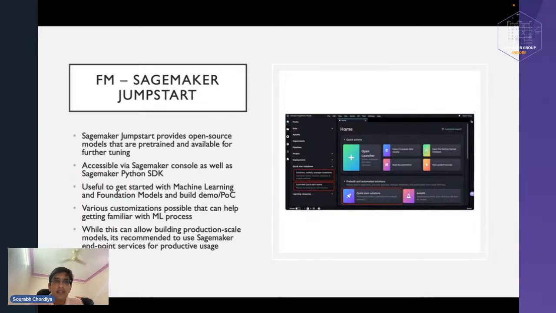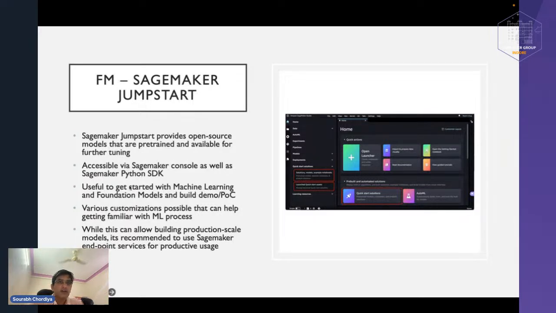It is accessible via the SageMaker console. That is what most people would use, but if somebody is more familiar with developer tools, it is also accessible via the Python SDK. Very useful for people who are getting started and building some demos and POCs. Those kinds of use cases are why SageMaker Jumpstart is named that way. Again, Jumpstart is to kick off your journey on machine learning, right? So all these foundation models are available here.